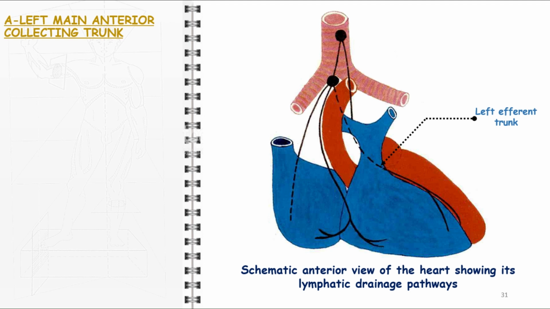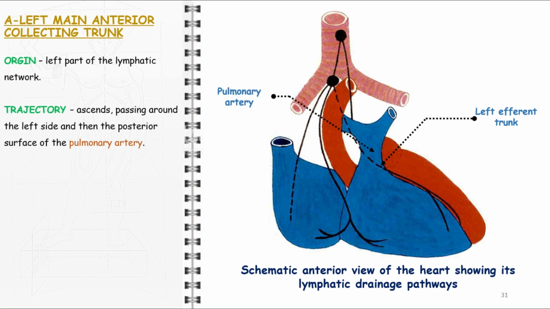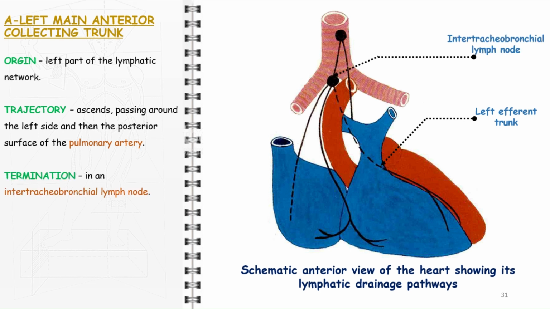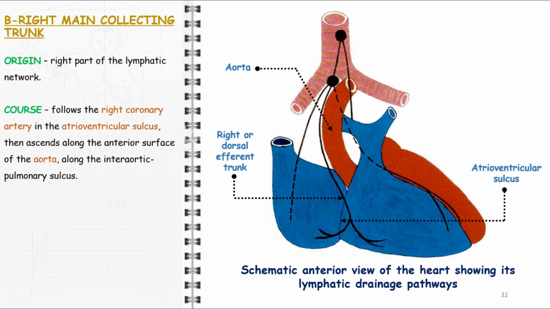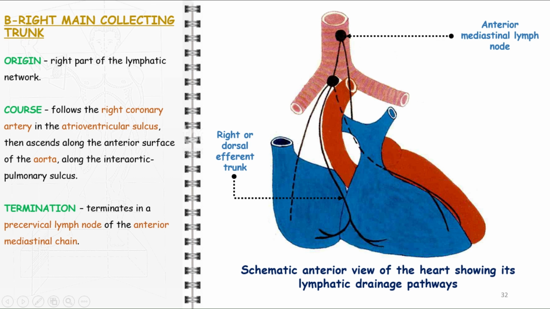The left anterior main collecting trunk drains the left part of the network. It ascends, passing around the left side, then the posterior surface of the pulmonary artery, and terminates in an intertracheobronchial lymph node. Meanwhile, the right main collecting trunk is located in the right part of the network. It follows the right coronary artery in the atrioventricular sulcus, then ascends along the anterior surface of the aorta, along the interaortic pulmonary sulcus, and terminates in a precervical lymph node of the anterior mediastinal chain.